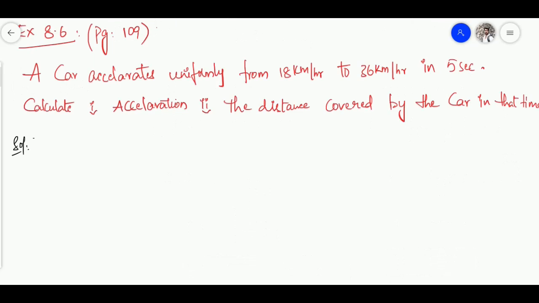Example 8.6, page number 109. So this is also like the earlier problem. A car accelerates uniformly from 18 km per hour to 36 km per hour in 5 seconds. You have to calculate the acceleration and then the distance covered by the car in that time.